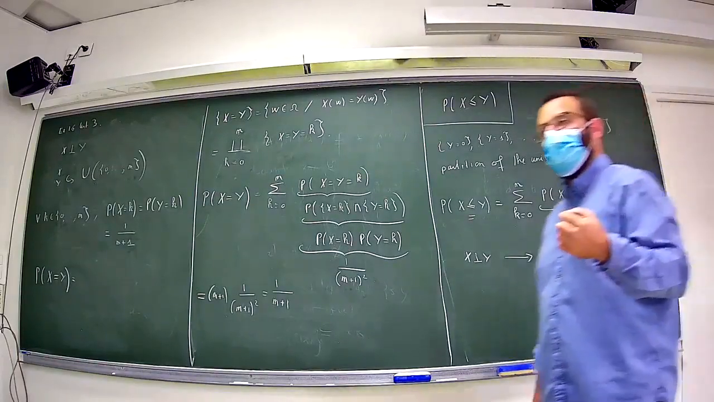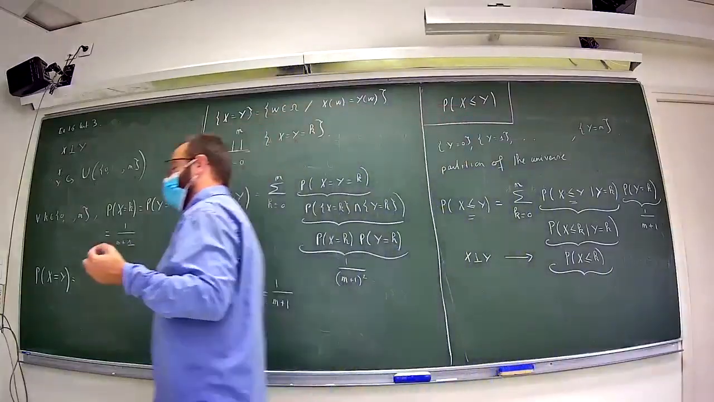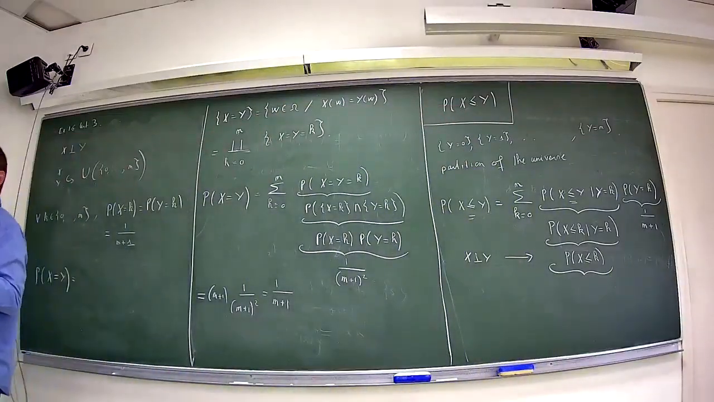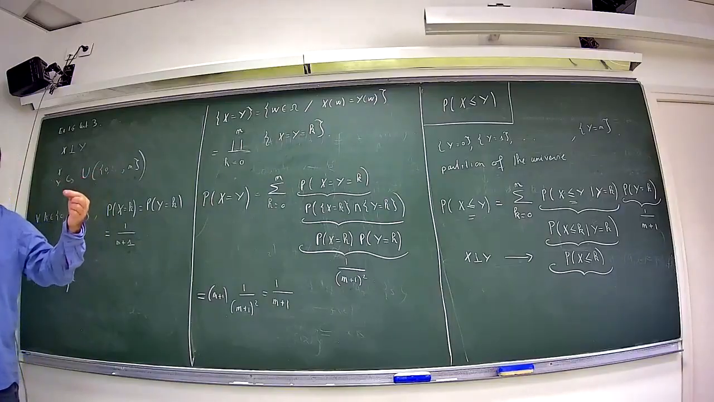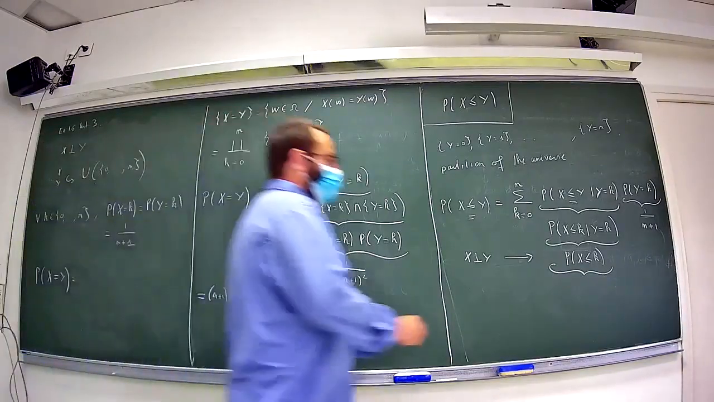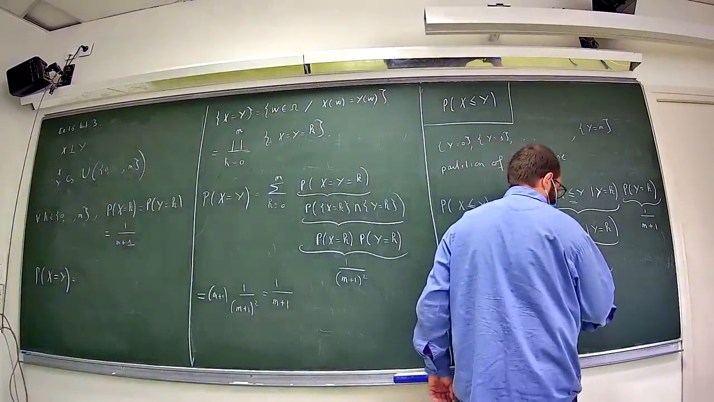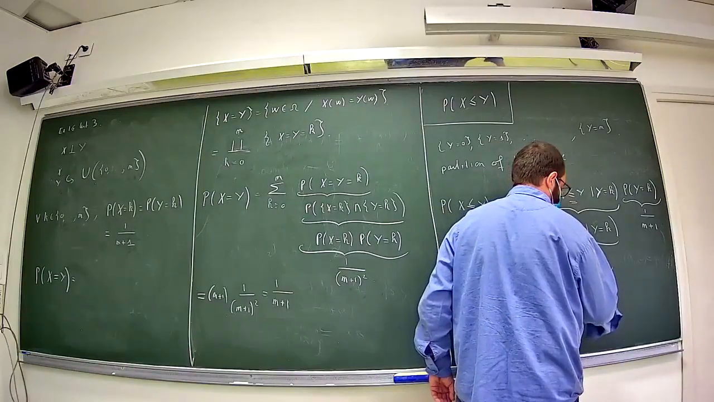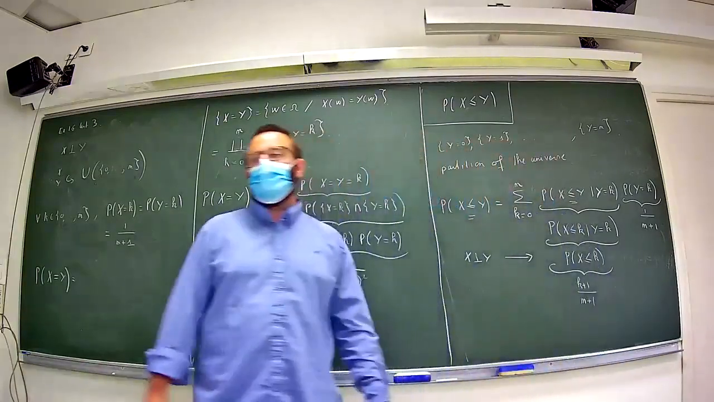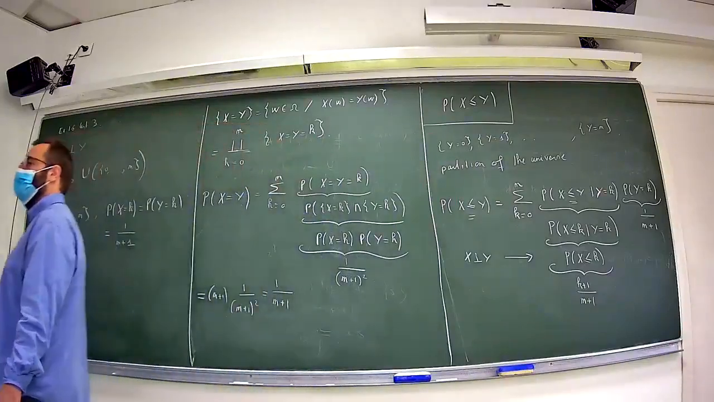And what is the probability of each number to occur? 1 over n plus 1. So I can take k plus 1 different values, the probability of each of them being equal to 1 over n plus 1. So I obtain here k plus 1 over n plus 1. Is it okay for everybody?